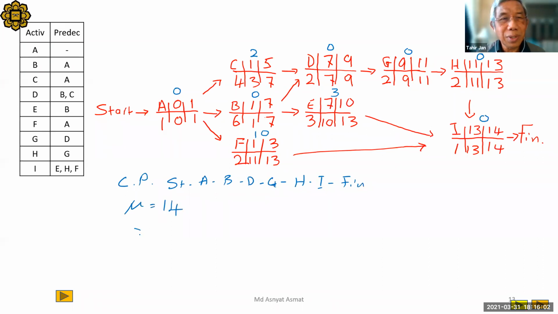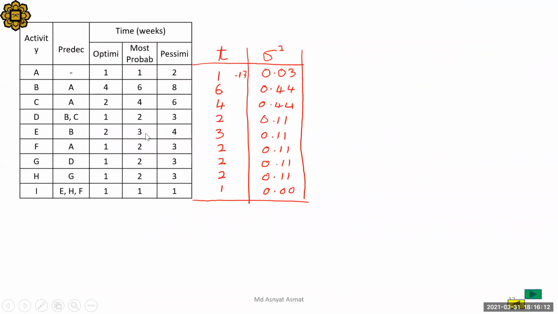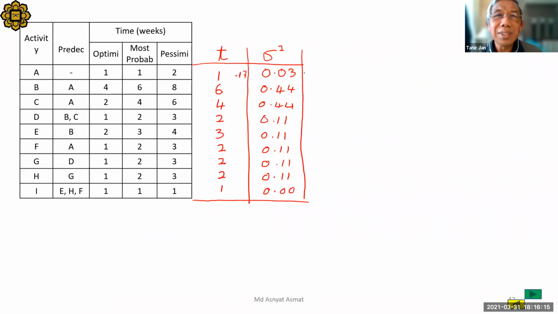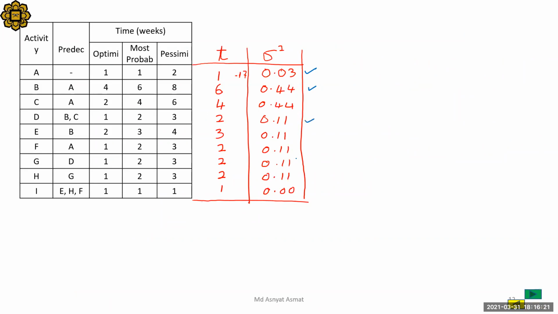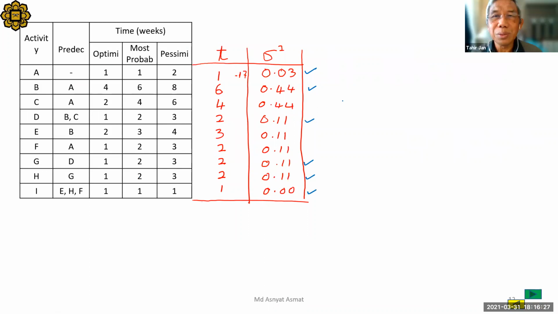Next, you are going to find the variance. A, B, D, G, H, I. Okay, let me move back. So what's the variance?